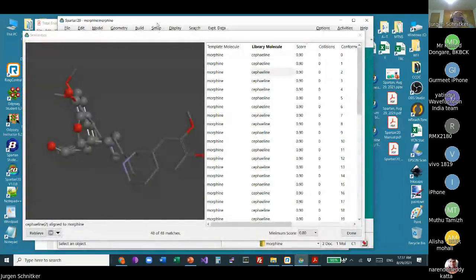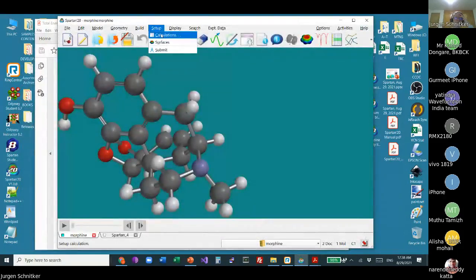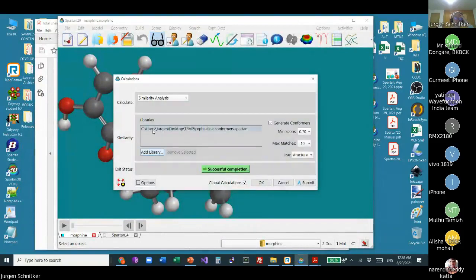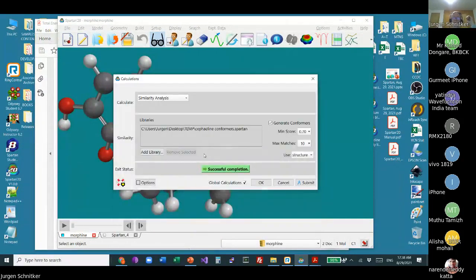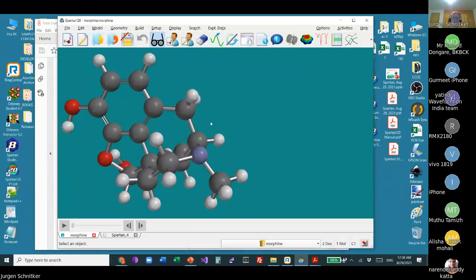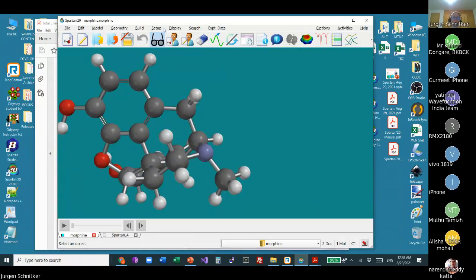If I go here to set up calculations, here in similarity, here, add library. I could add here whatever I want. So these can be conformers, or a list of different isomers that I made or whatever. And then the game will be the same. It will try to do a match.